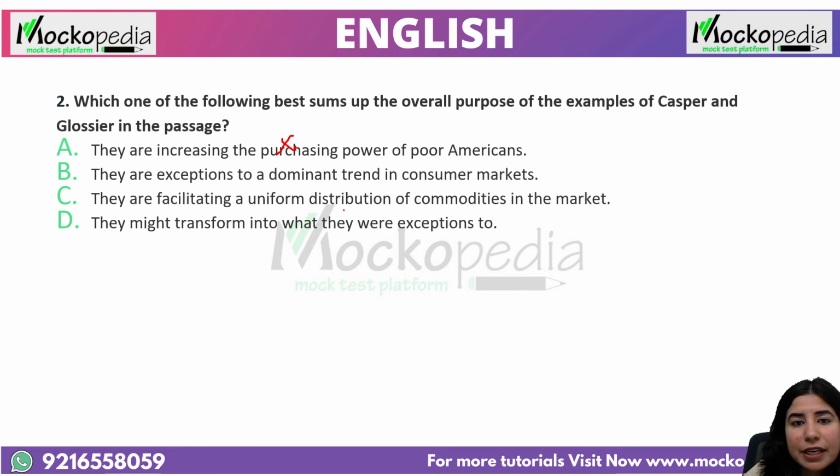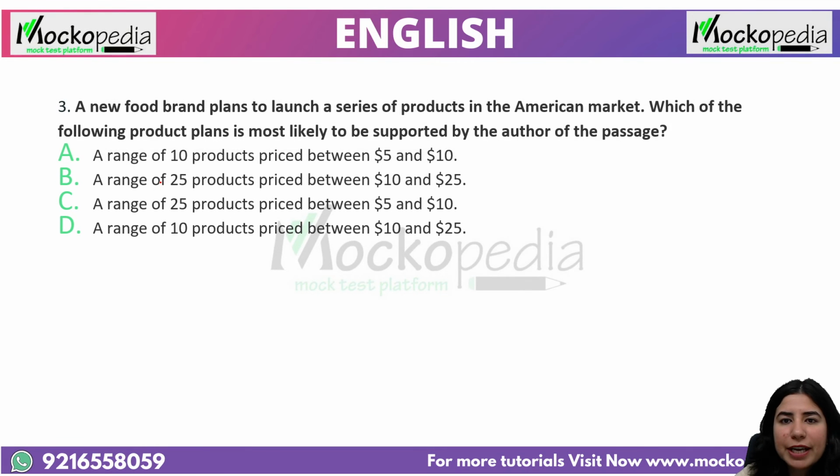They are facilitating a uniform disposition of commodities. ये कहीं नहीं बोला. They might transform into which what they were exceptions. So D is a better choice. Exceptions थे जब author ने discussion introduce किया. Towards the end they're saying that they're themselves getting into the race. Right? So let's try this. Interesting question. Numbers में है, आपको मजा आएगा करके. Let's try this.